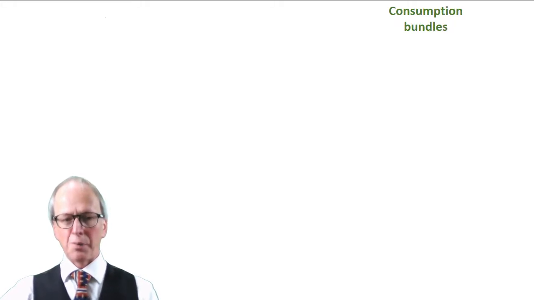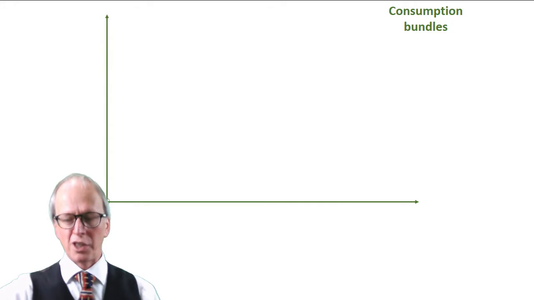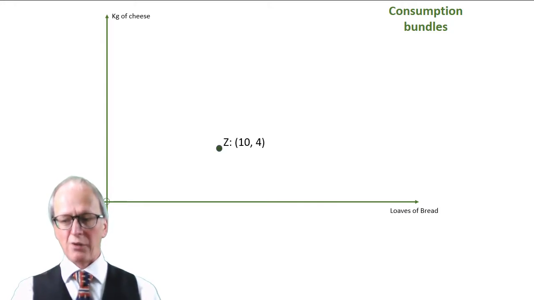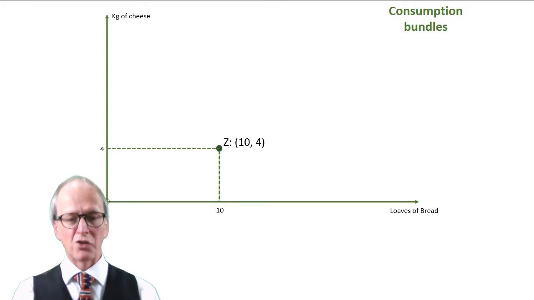Let me start off by explaining what it is that we're measuring. You'll see that I've called this diagram consumption bundles. Every point in the diagram represents a different consumption bundle. I've labelled the axes loaves of bread and kilograms of cheese. So we're measuring the quantity of bread in the consumption bundle on the horizontal axis and the quantity of cheese on the vertical axis. And I've drawn the point Z in the diagram so that it represents the consumption bundle consisting of 10 loaves of bread and 4 kilograms of cheese.